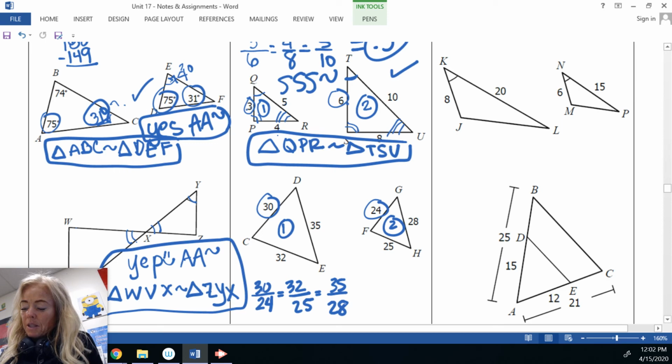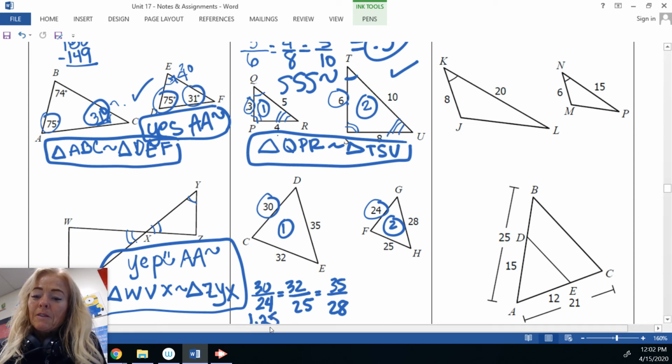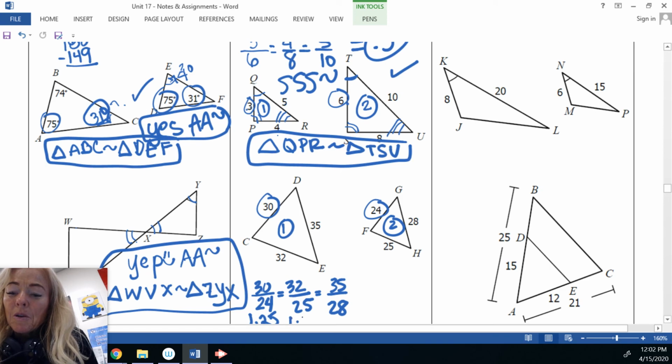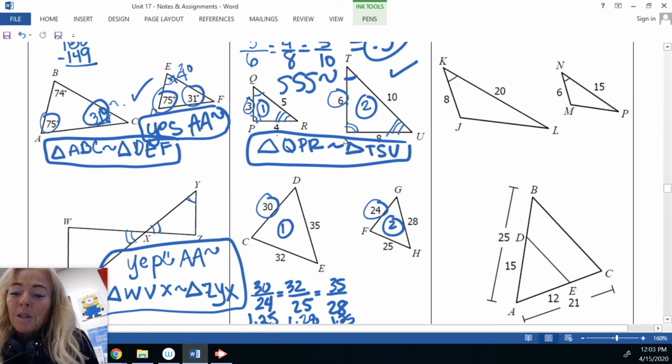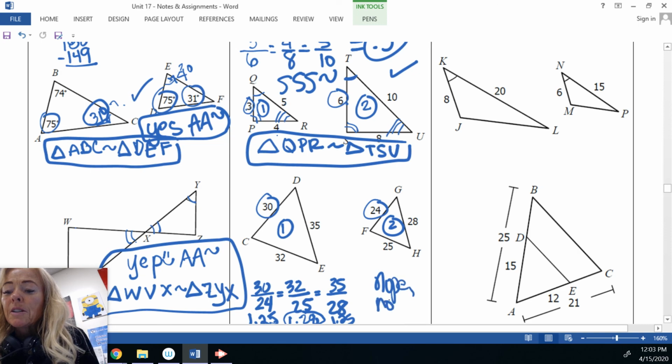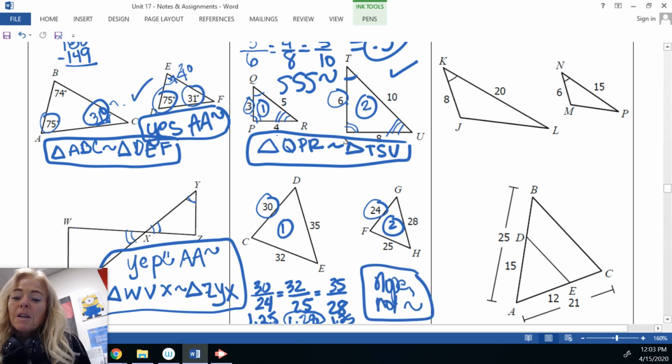And in your calculator, you'll take 30, divide 24, hit enter. 32, divide 25, hit enter. And 35, divide 28, and hit enter. Now I got 1.25 for this one. This one is 1.28. And this one is 1.25. So what that tells me here, unfortunately, is that this 1.28 makes those two triangles not similar. So nope, they're not similar. And that's because I don't have the same ratio for every one of them.